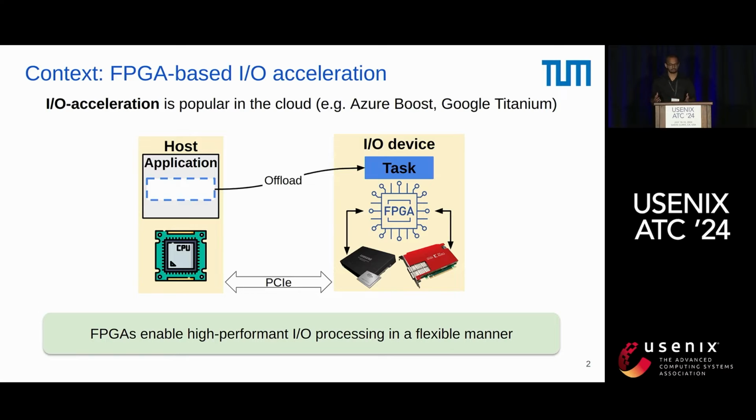FPGAs are an excellent choice for such units of computation, as they enable high-performant I/O processing in a flexible manner. Such FPGA-based I/O acceleration is becoming increasingly popular in the cloud, with examples such as Azure Boost and Google's Titanium project.